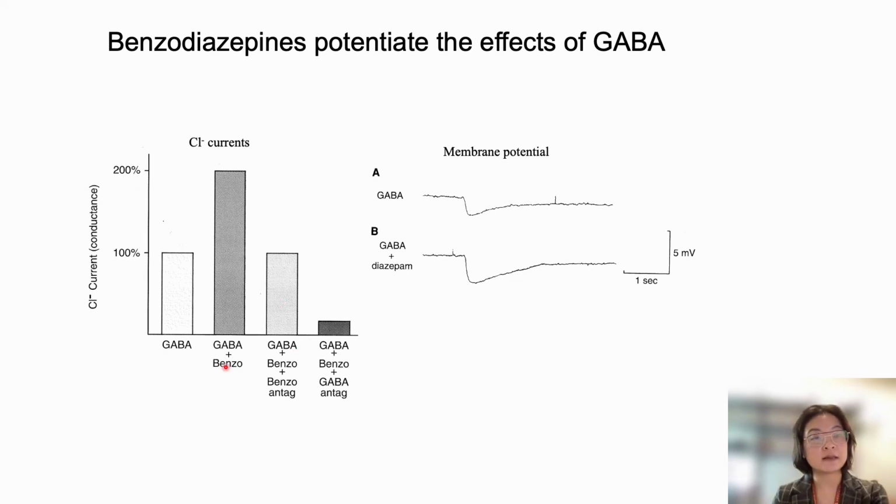Another way to conceptualize this is that GABA itself evokes a certain size of chloride current, so here 100% of the GABA current. When you add benzodiazepines, you potentiate this GABA current. If you block the benzodiazepine with a benzo antagonist, it doesn't affect GABA's ability to produce a chloride current, you just block the benzodiazepine potentiation of the current. However, if you block the GABA binding site itself with an antagonist, you can reduce the chloride current, and the benzodiazepine will no longer have any potentiation effect because it has to have GABA present to work.